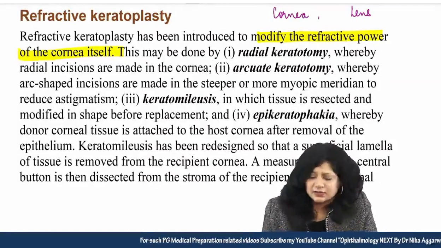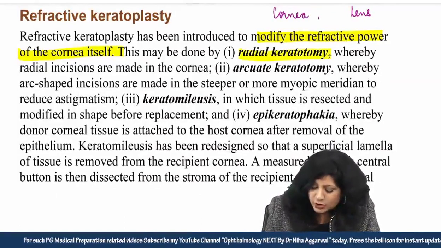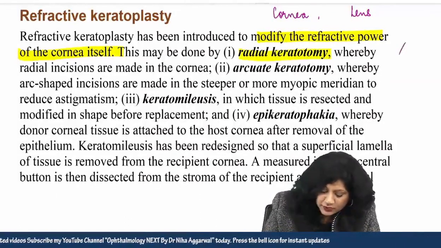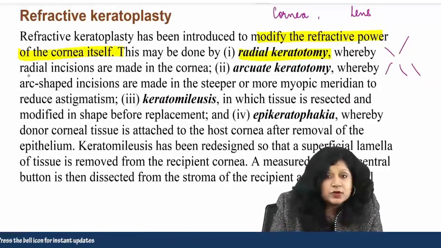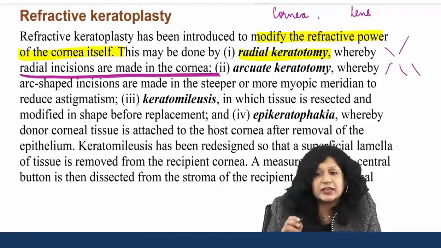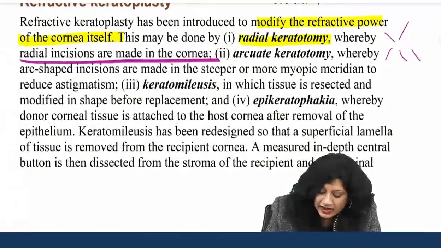Just a glimpse: radial keratotomy. Radial means they are giving you radial incisions, and keratotomy means over the cornea. So you have got the definition: radial incisions in the cornea. The next is arcuate keratotomy.